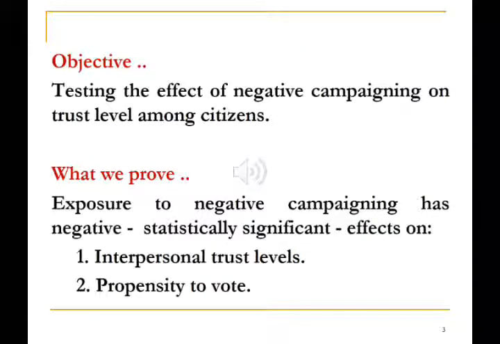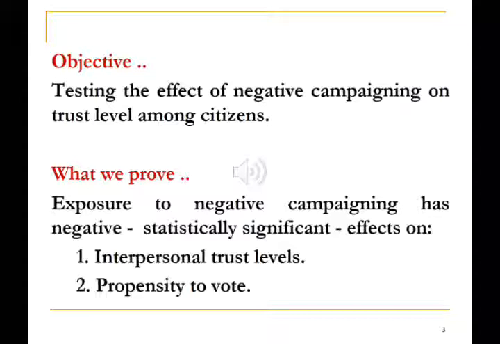So for example, just for you to follow, the objective of the paper basically is to test the effect of negative campaigning, again by this we mean attacks between politicians, on trust among citizens. So we assume that when politicians attack each other, citizens' trust decreases not only in politicians, but actually between citizens among themselves, which for some is a bit far-fetched, but we think we have the theory to back this up.